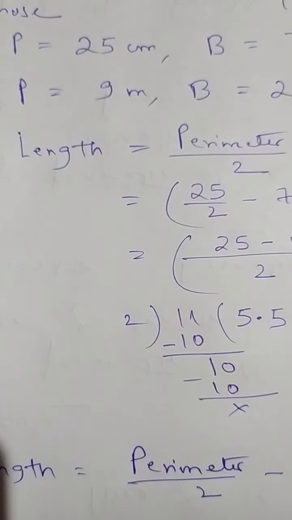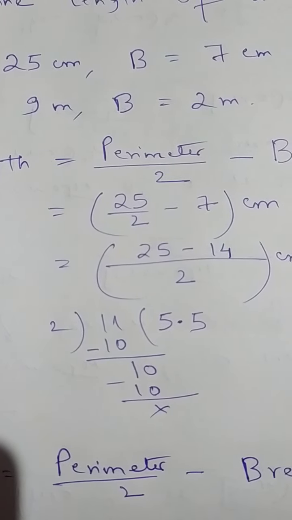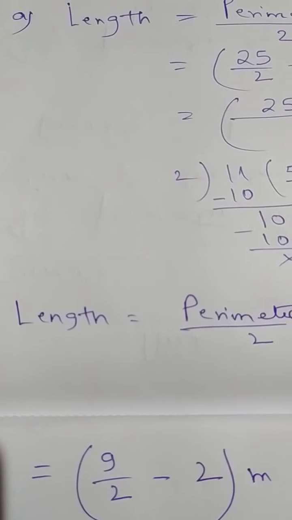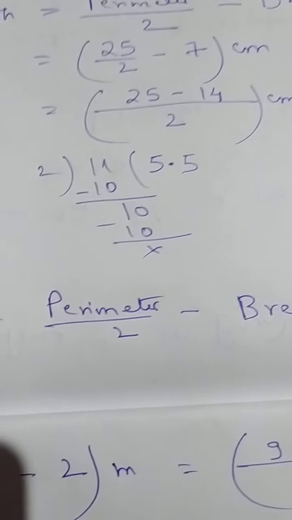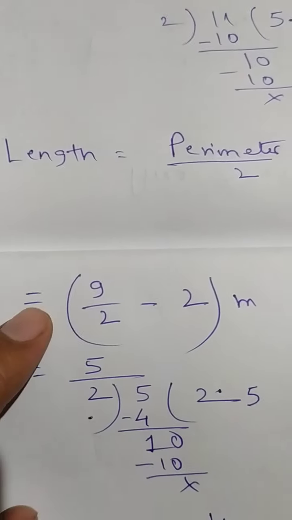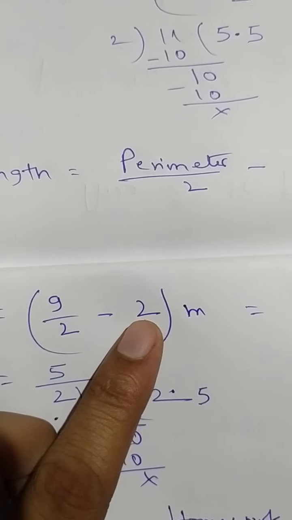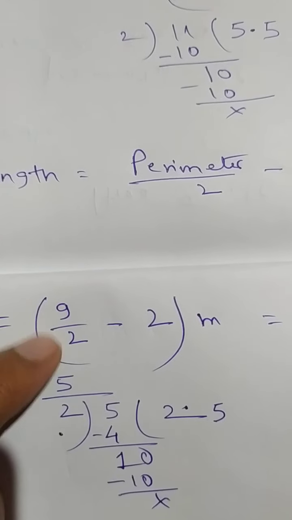So next question is, perimeter is 9 meter and breadth is 2 meter. So again same formula. Length formula is perimeter by 2 minus breadth. Now put the value here. So perimeter is 9, 9 by 2 minus breadth. Breadth is 2 meter. Here also you see 9 by 2, we cannot cancel, so we are taking the LCM.